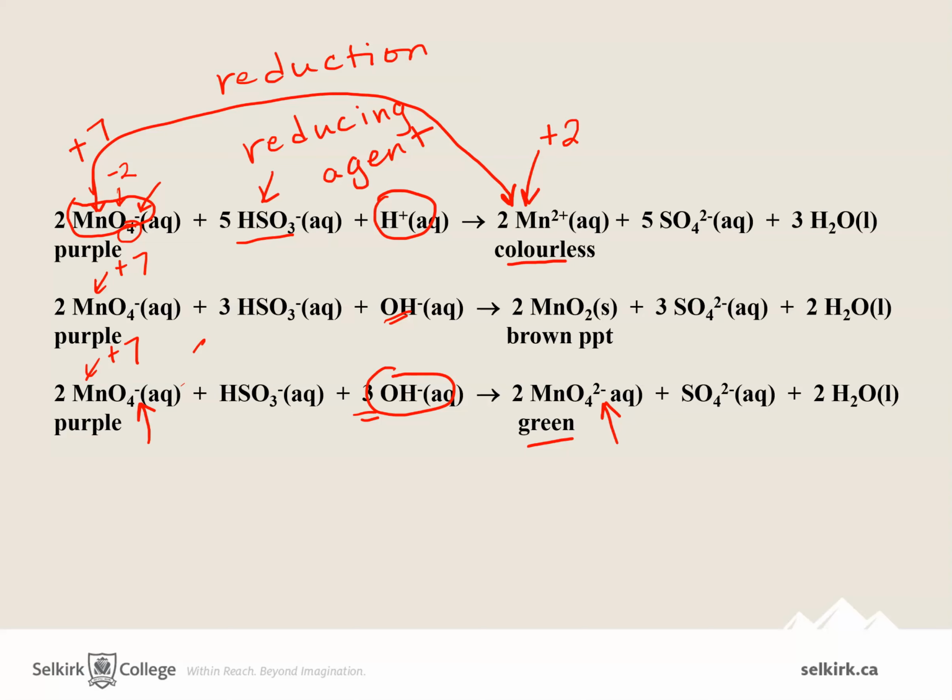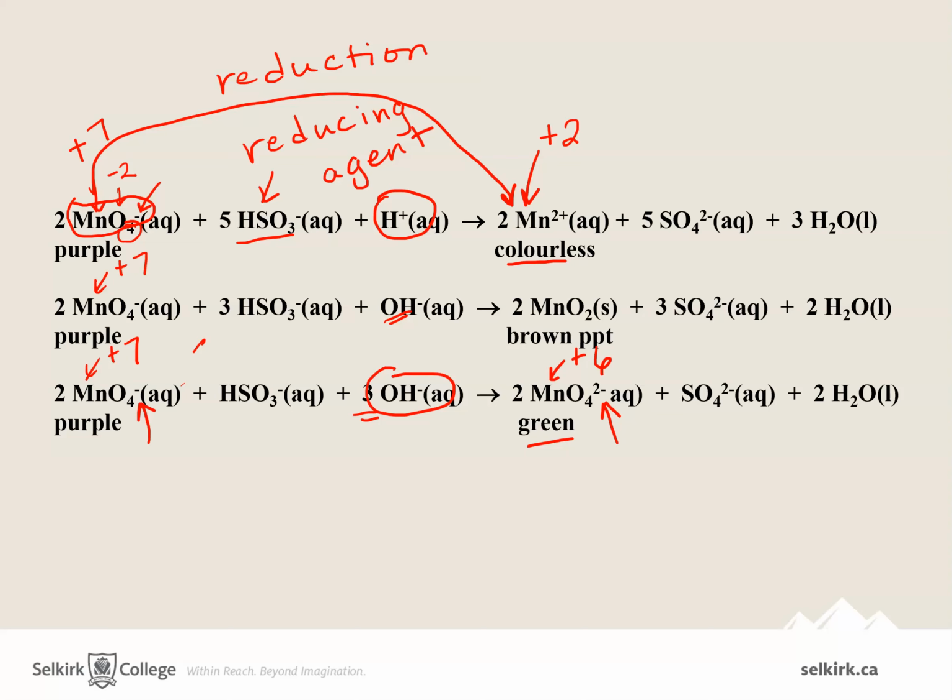Now, if we work it out, the oxidation number of this manganese is +6. Again, another oxidation number, but it's still a reduction process. I ended up with a lower oxidation number than I started with.